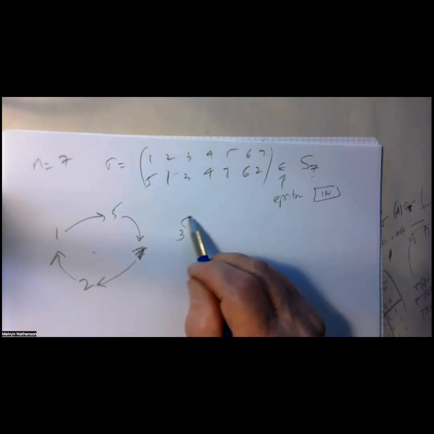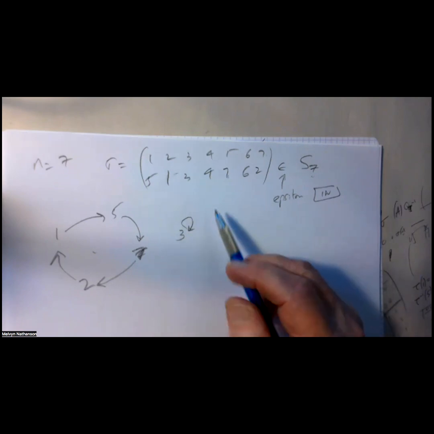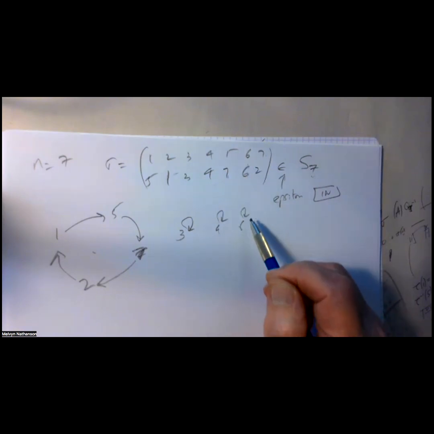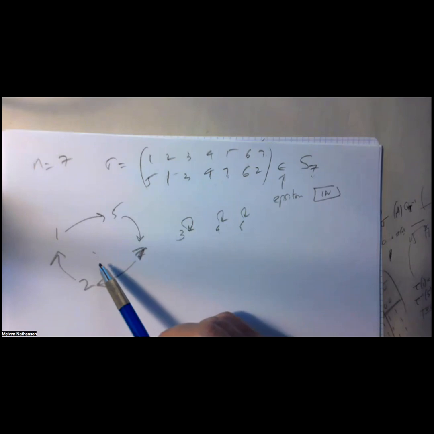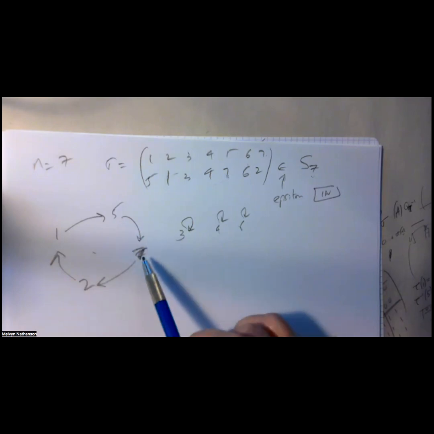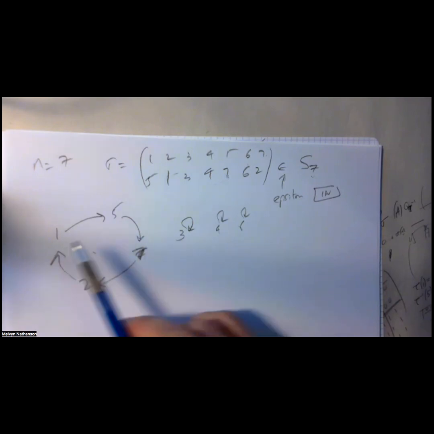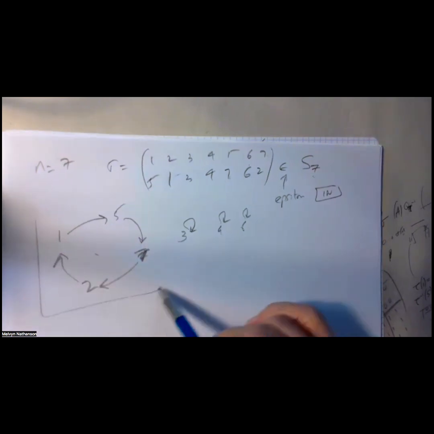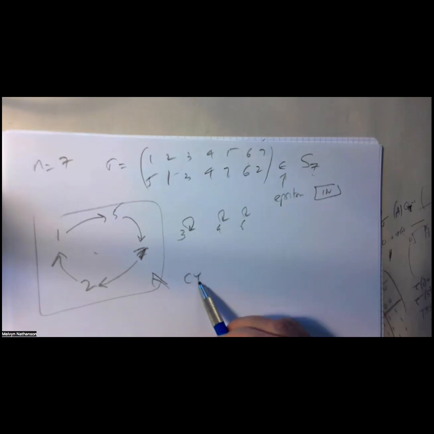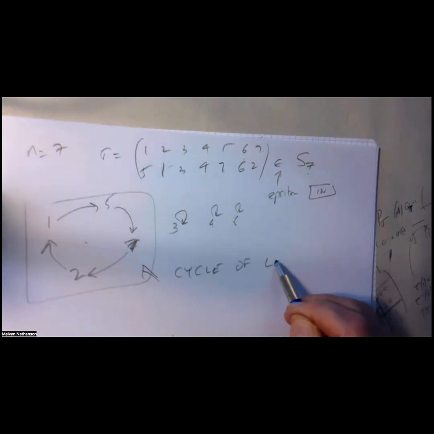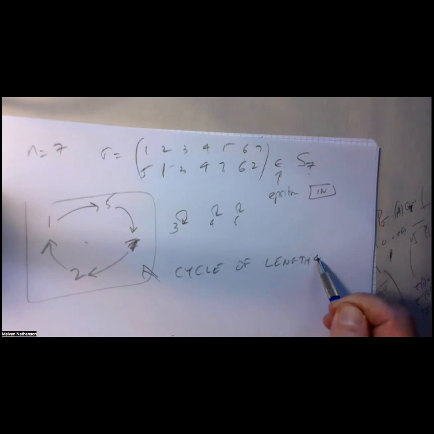3 doesn't go anywhere. It goes to itself. And 4 just goes to itself. And 6 just goes to itself. So what this permutation does, you have this sort of cycle. 1 goes to 5, 5 goes to 7, 7 goes to 2, 2 goes back to 1. And a permutation like this is called a cycle. And this particular cycle has 4 numbers in it. This is a cycle of length 4.